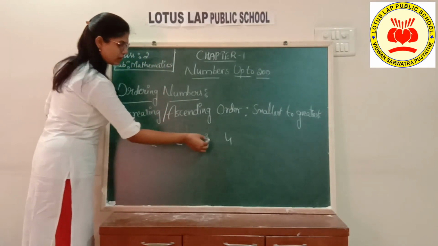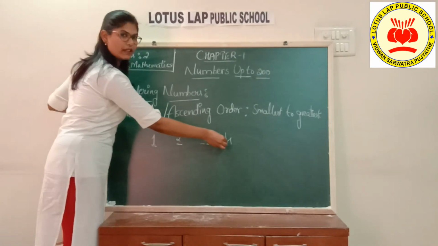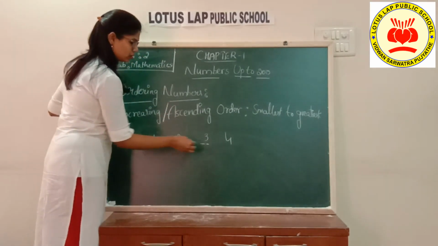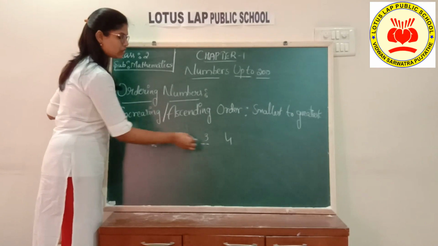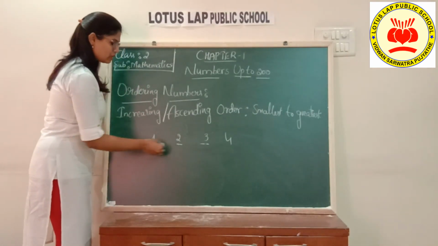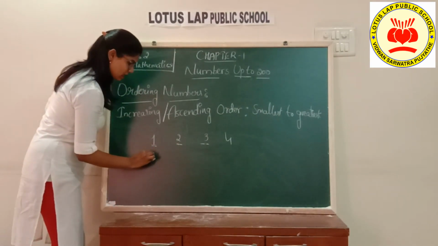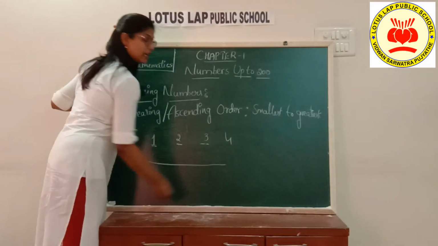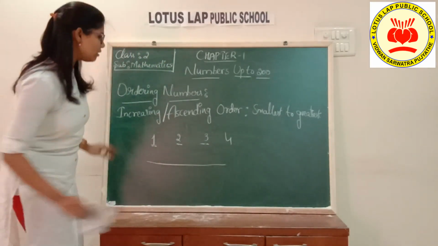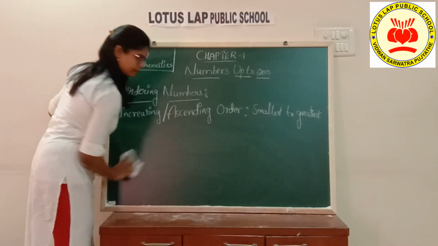Here if you compare 3 with 4, 3 is smaller than 4. Here if you compare 2 and 3, 2 is smaller than 3. 1 is smaller than 2. The numbers are increased from smallest to biggest. Okay. Now let us see the example with the steps.